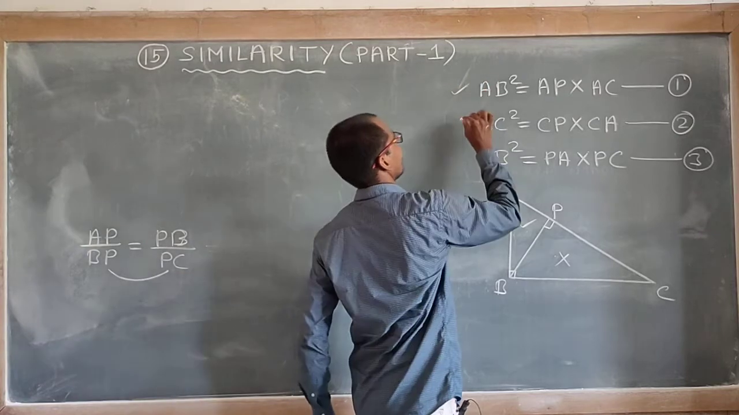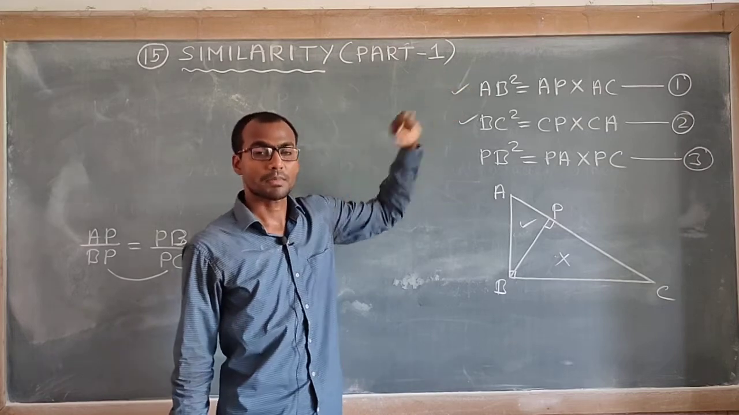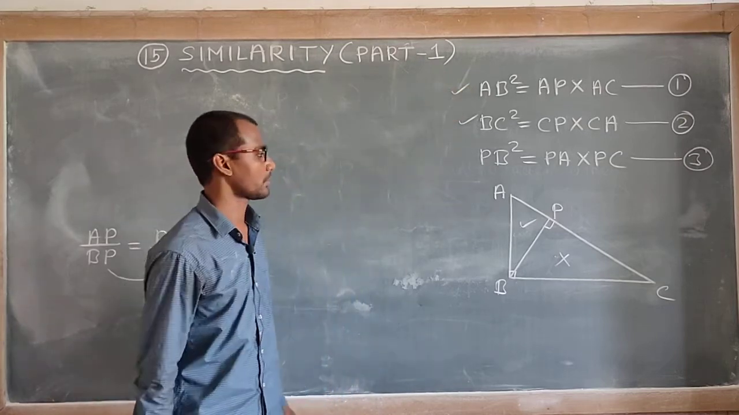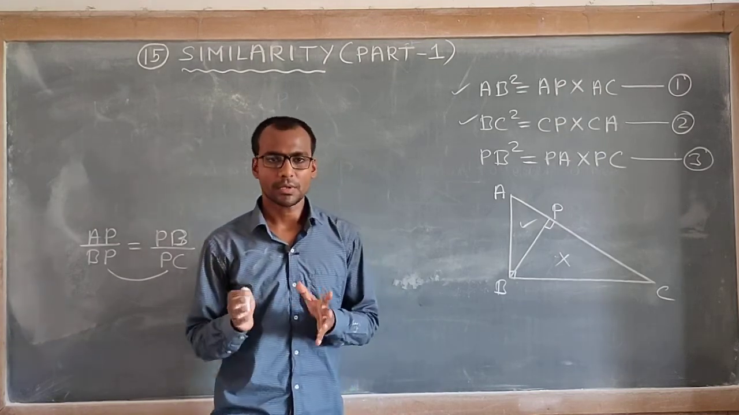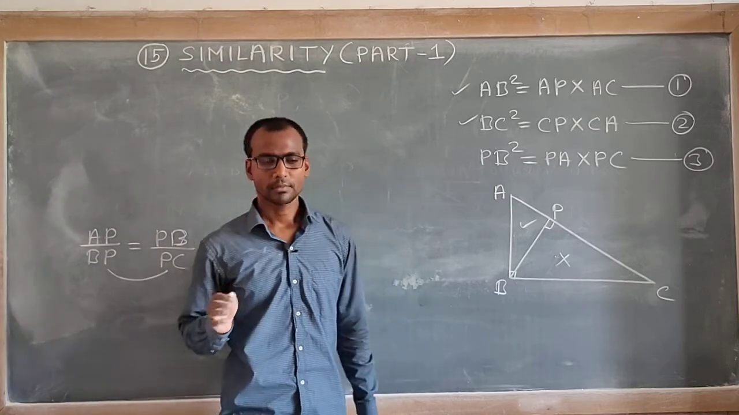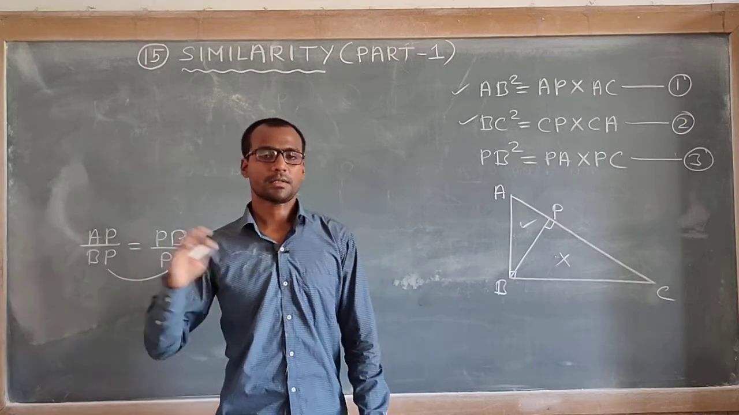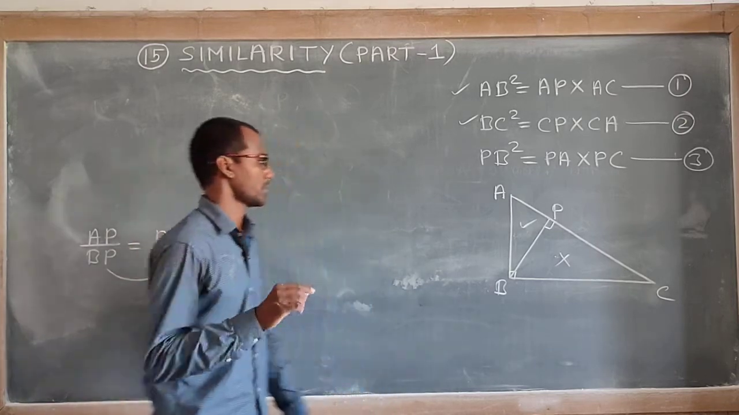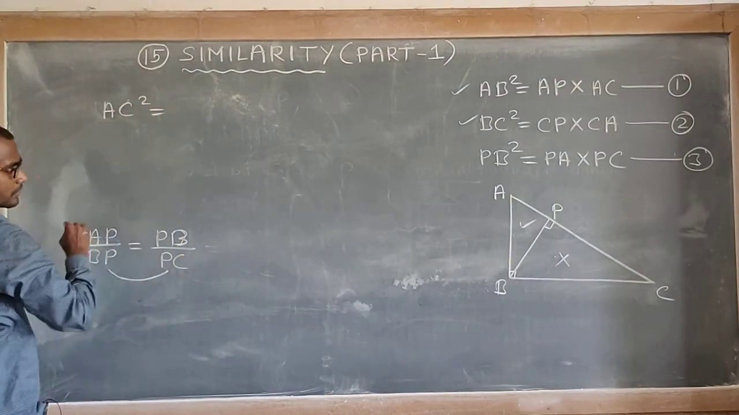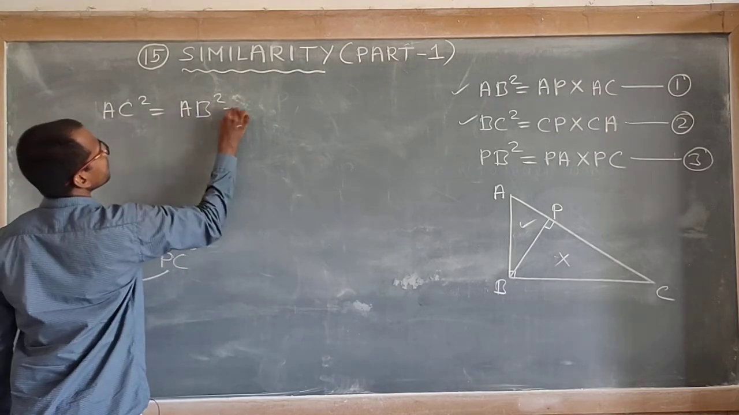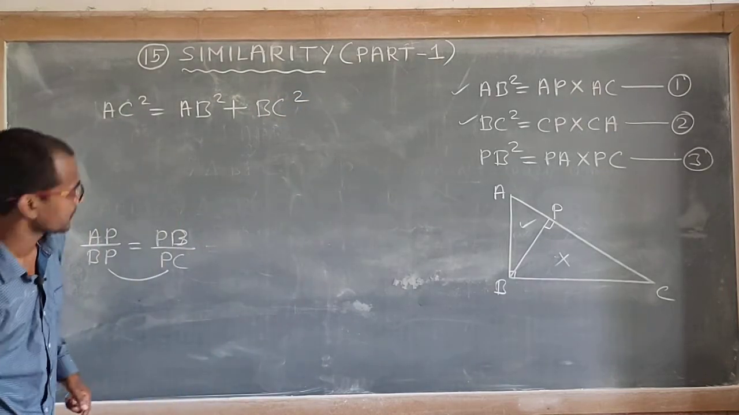from these two equations, this one is also important, but we will use these two to prove the famous Pythagoras theorem. Now what was the Pythagoras theorem? The square of the hypotenuse of a right triangle is equal to the sum of the squares of the other two sides. So for this triangle we should get AC square is equal to AB square plus BC square. This is Pythagoras theorem.